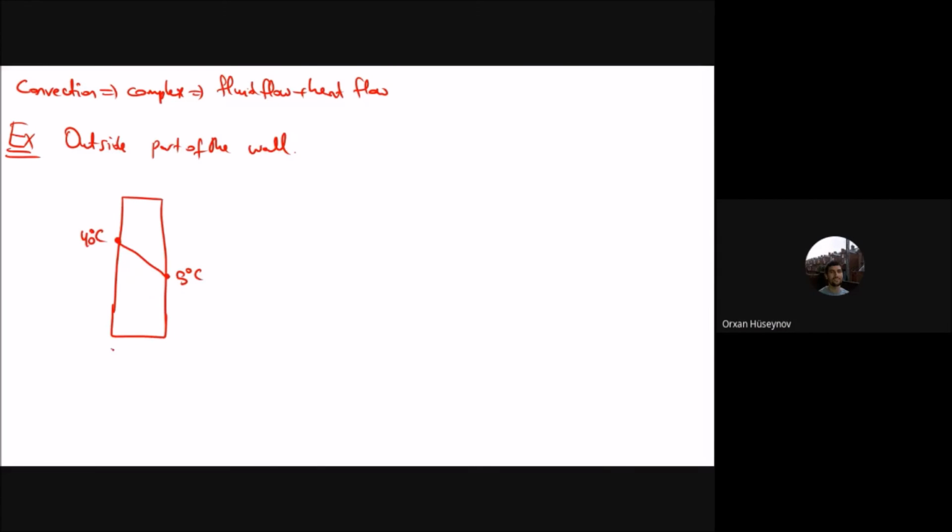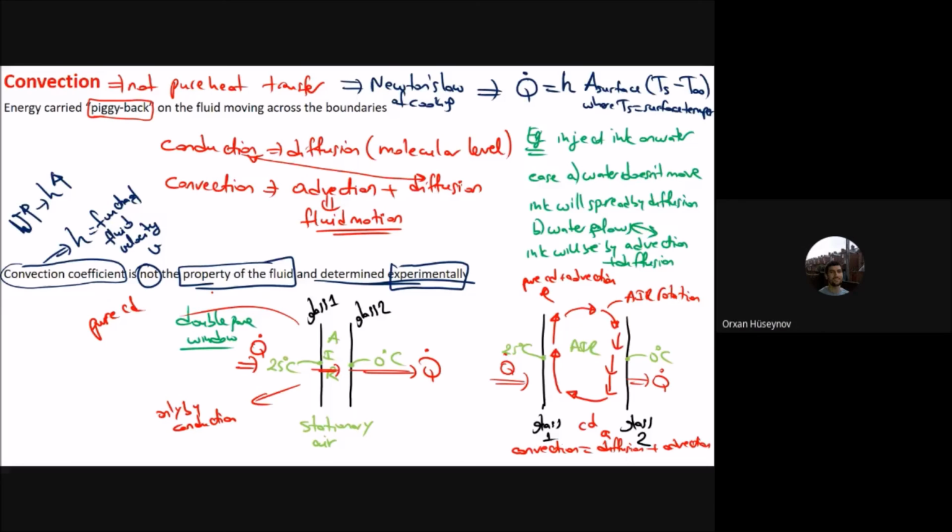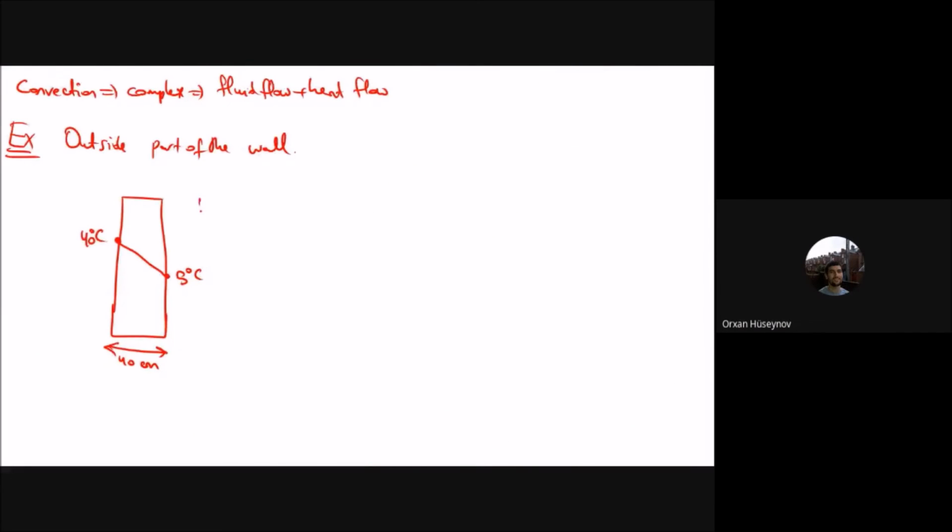The dimension is the same, 40 centimeters. The height H is 3 meters, and the width W is 5 meters. The outside part of the wall is at 5 degrees Celsius, and there is wind blowing over it. So this one is the wind.